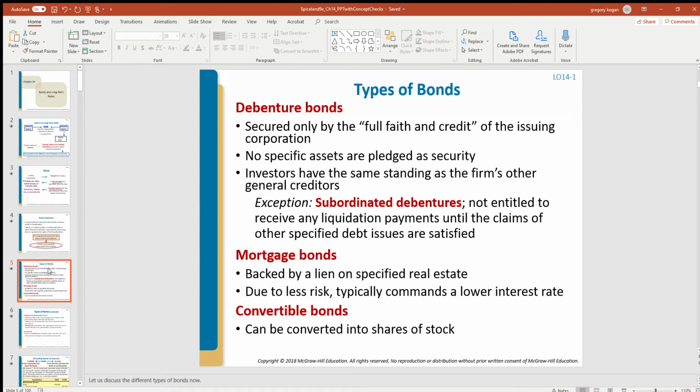Types of bonds. We have debenture bonds, secured only by the full faith and credit of the issuing corporation, so no collateral. Then you have mortgage bonds, which are backed by a lien on specified real estate. Due to less risk, they typically command a lower interest rate. Convertible bonds can be converted into shares of stock. So this is primarily what the types of bonds are.